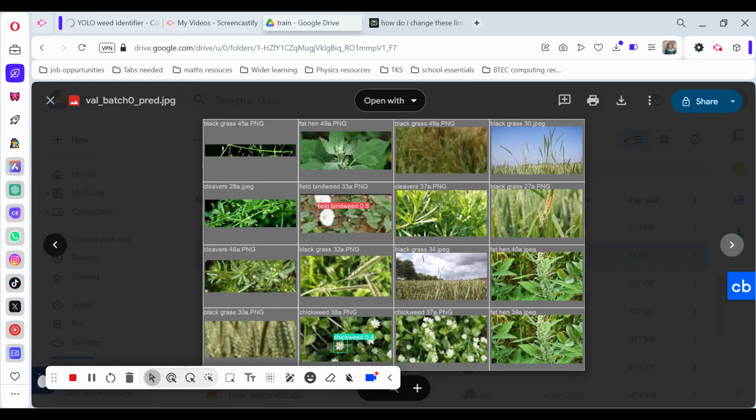And it was only able to identify the field bindweed and the chickweed. So hey, at least it identified something. It was able to remember something. I'm proud of my AI for doing that because it couldn't do that before anyway. So at least it's able to identify something. And I do think I had pretty good data for the field bindweed and for the chickweed.